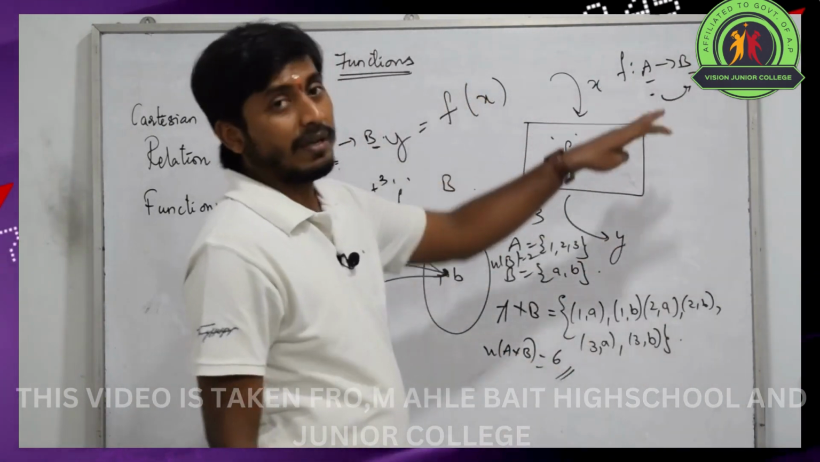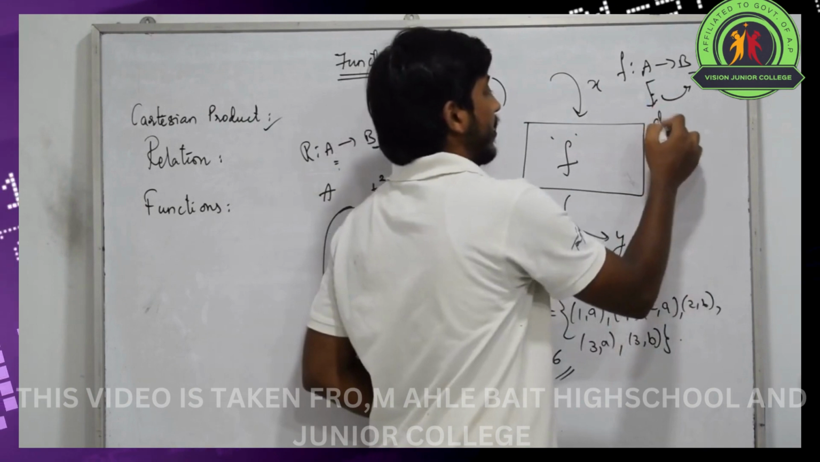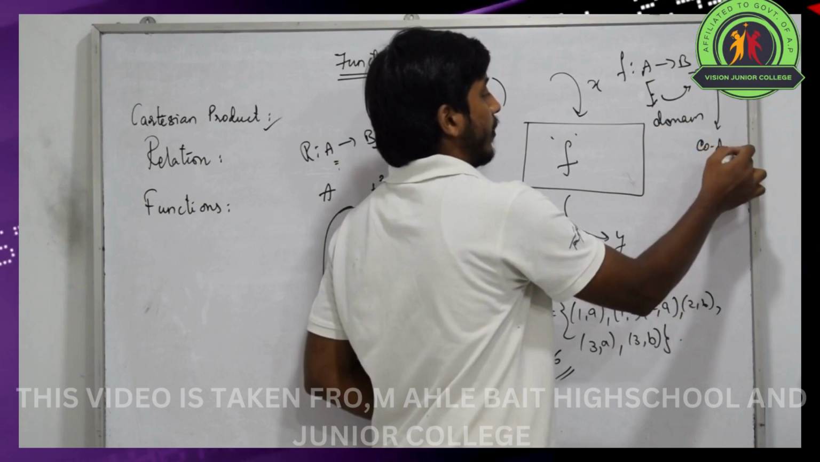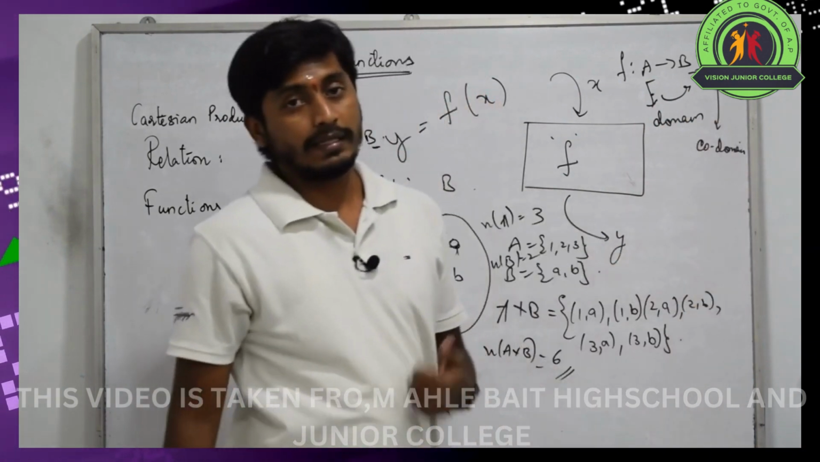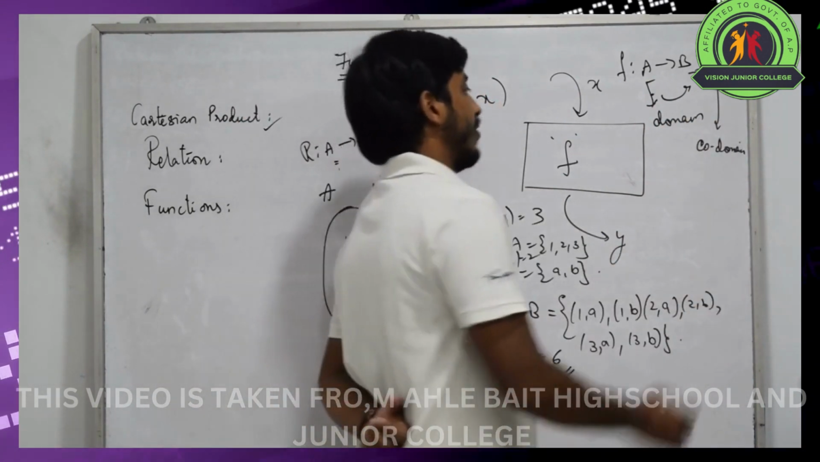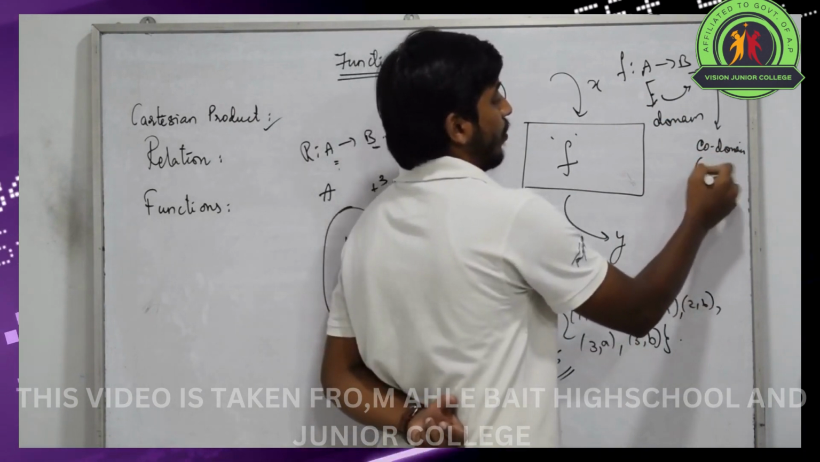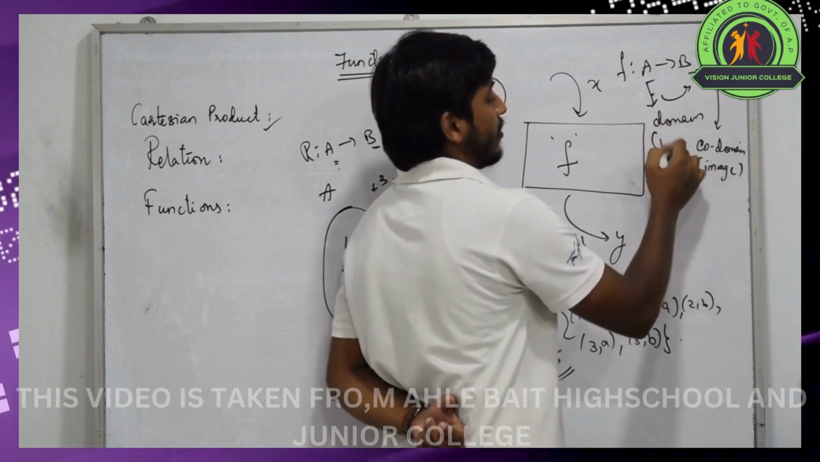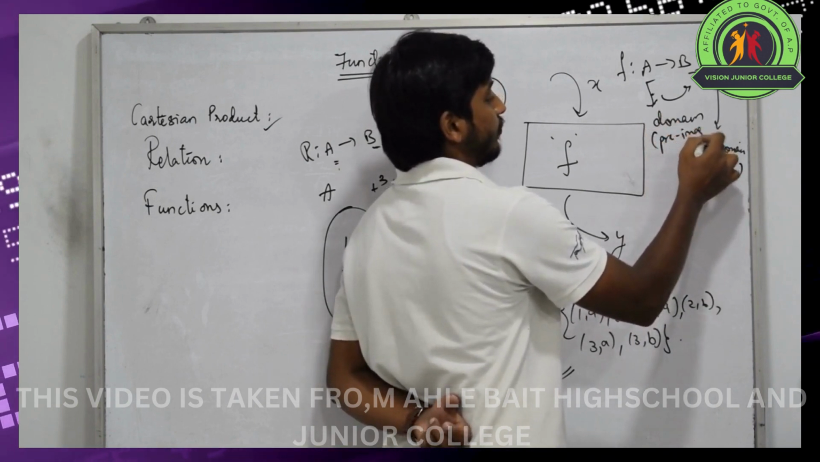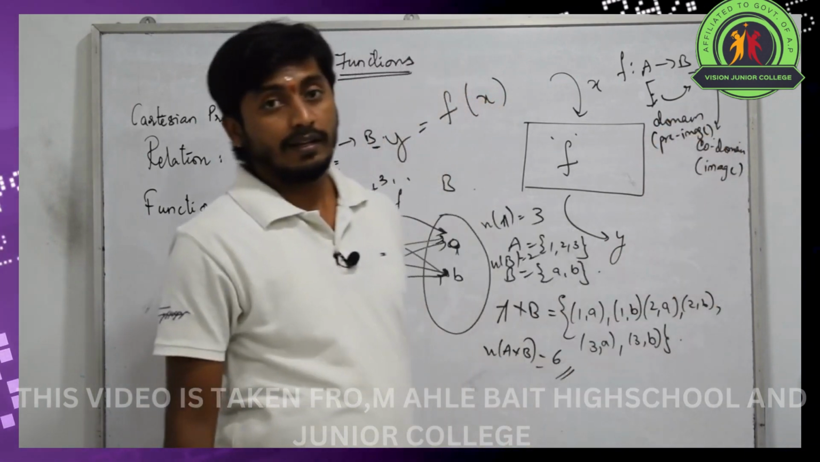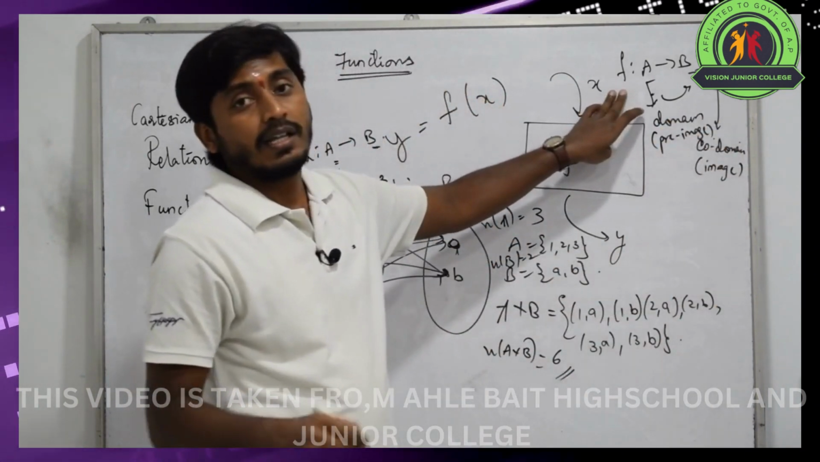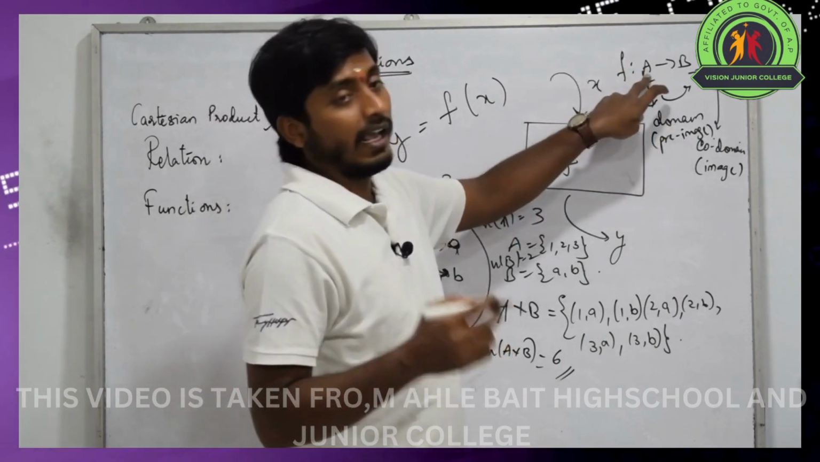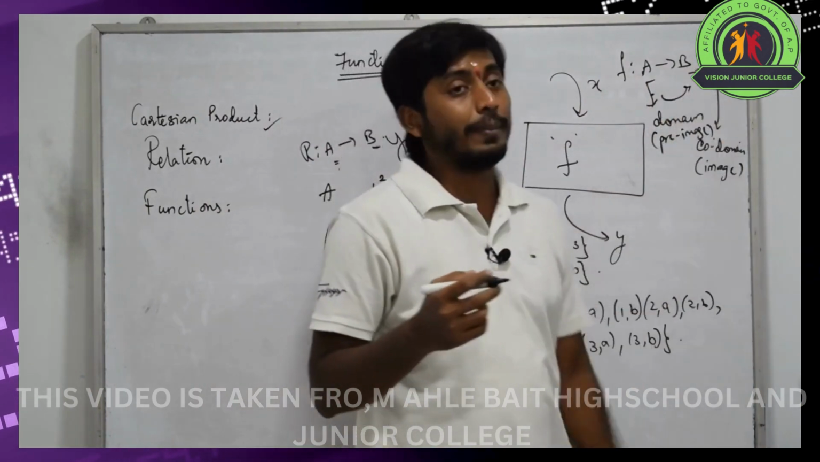What are A and B called? A is called the domain and B is called the codomain. We can also say the element in codomain is called the image and the element in domain is called the pre-image. So a function is a relation in which each and every element of A should have at least one image in B.